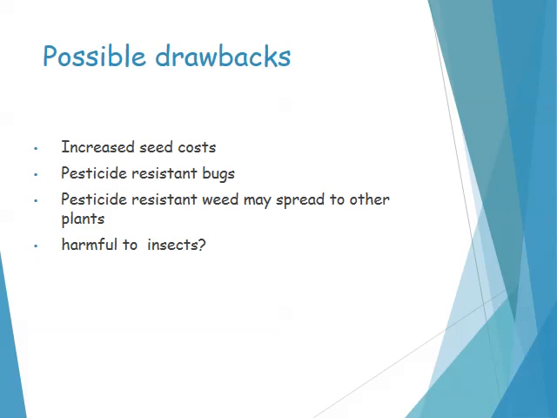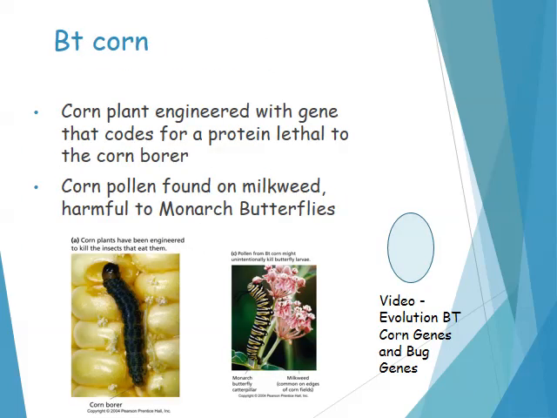The use of these crops may select for a few insects that are resistant. These resistant insects could breed together and produce a resistant strain. Naturally produced insecticides may also transfer to other plants. Bt corn is a corn plant that has been biologically engineered with a gene that codes for a protein lethal to the European corn borer. This gene is isolated from a genus of bacillus and is commonly used as a biological pesticide.